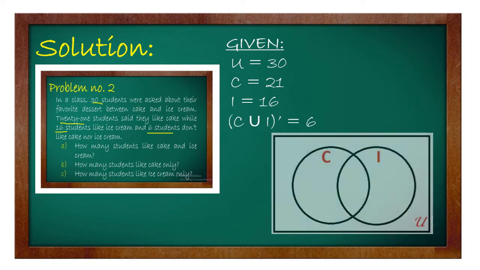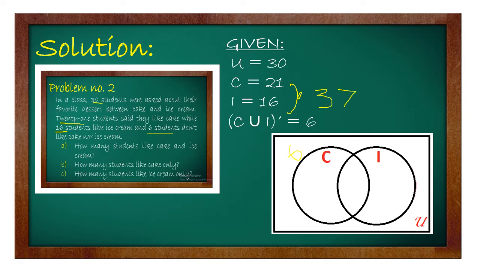So, pag nilagay natin siya sa Venn diagram, yung 6 na yun, siya yung nasa labas ng bilog, pero nasa loob ng rectangle. Then, after nun, we are going to write now the intersection of the set C and set I. Pero kung titingnan natin, yung ating given, walang nakalagay na intersection. So, para ma-identify natin kung ano yung intersection nilang dalawa, pagsasamahin natin si 21 at saka si 16. And that is equal to 37.